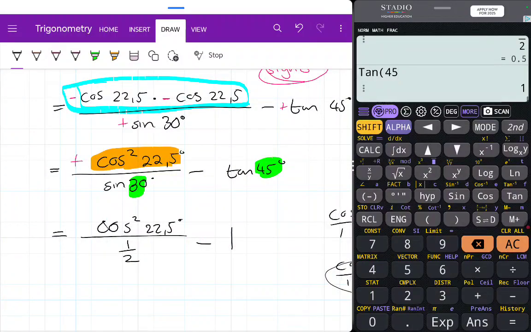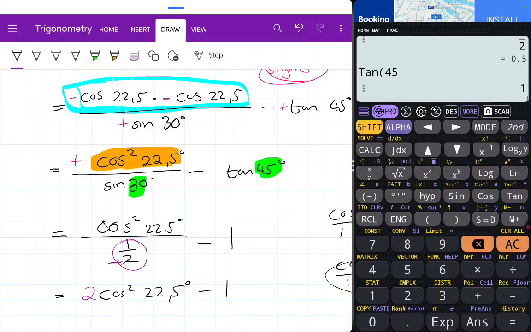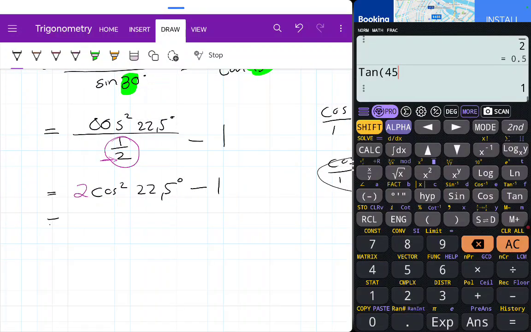So to get rid of the denominator here, the denominator of the denominator becomes the numerator on the top. And we have 2 cos squared 22.5 degrees minus 1, and that is familiar. So now we know based on our double angles that this is equal to cos 2a. Cos of 2 times 22.5 degrees, and 22.5 doubled is 45 degrees. So this is cos of 45 degrees, and 45 degrees is a special angle.